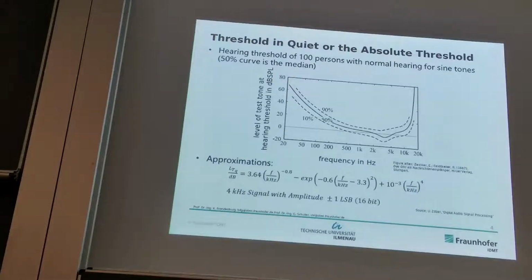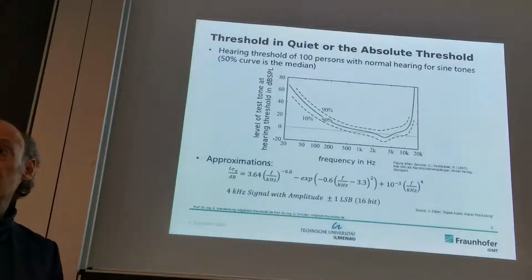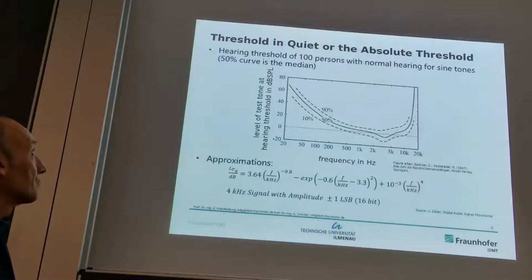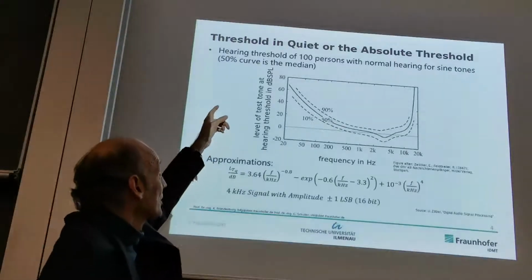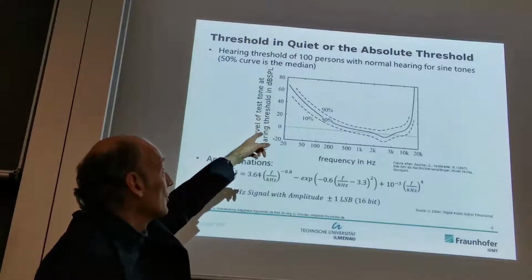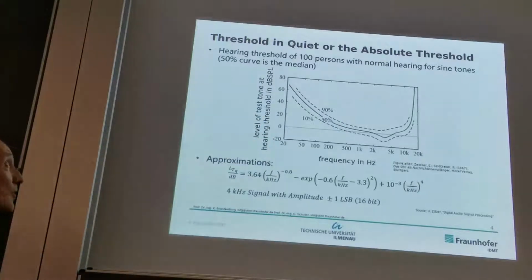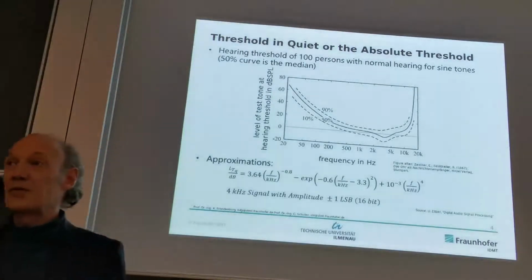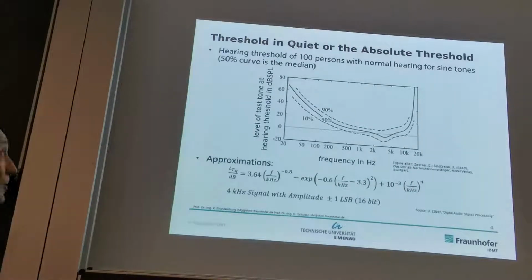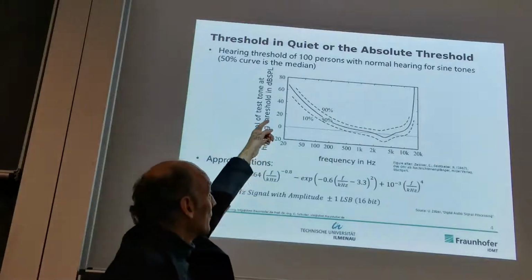So the first step is to look at the threshold in quiet of hearing. For that, you can test different persons. In this diagram, you see the hearing threshold of 100 different people. They were asked, can you hear this tone or not? For each frequency, they found a level at which the people could hear the tone. Each has slightly different ears with slightly different sensitivities. That's why we compute this statistic here.